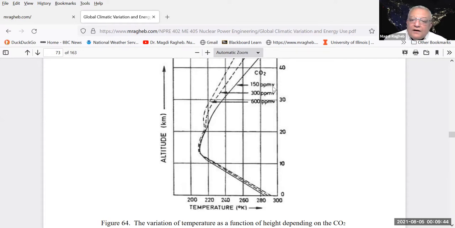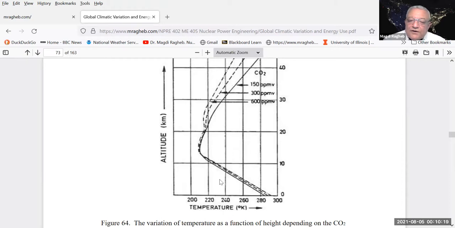So notice here that that graph is higher than the two other graphs, where the position of the solid line is 150 parts per million, whereas the dotted lines take a doubling from 150 to 300 parts per million per volume. And then you double it another time, quadrupling it in that case to 600 parts per million per volume.